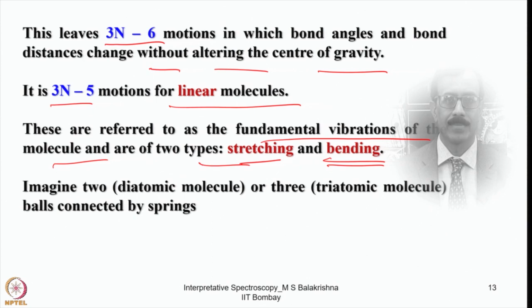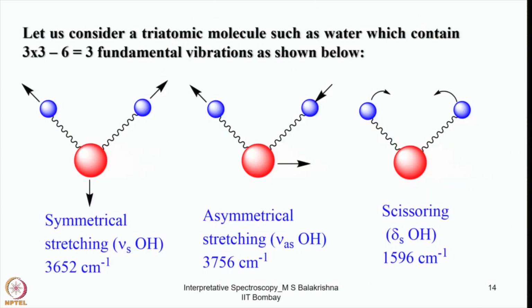If you consider a diatomic molecule, imagine 2 balls connected with a spring. In a triatomic molecule, 3 atoms are connected with 2 springs, something like this. So, let us consider a triatomic molecule such as water, which contains 3 into 3 minus 6, that is 3 fundamental vibrations. What are those 3 fundamental vibrations?